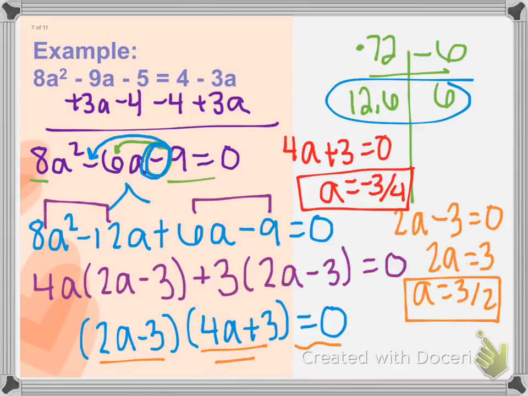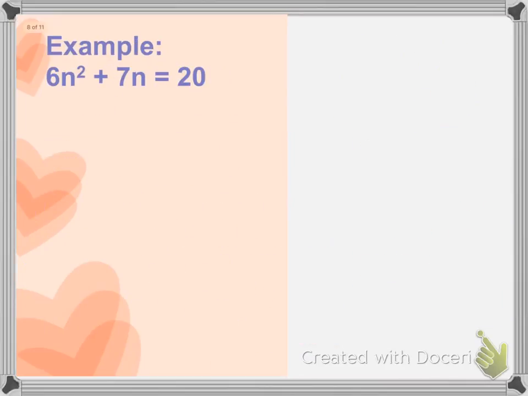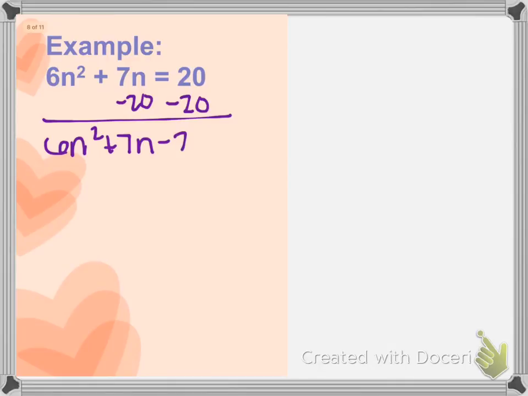But since there was an equal sign, I had to make sure everything was on the same side, equal to 0, factored it, split it up, and then solved each factor individually. This one again has an equal sign, and it is not set equal to 0 yet, so I have to start by subtracting the 20, which gives me 6n squared plus 7n minus 20 equals 0.